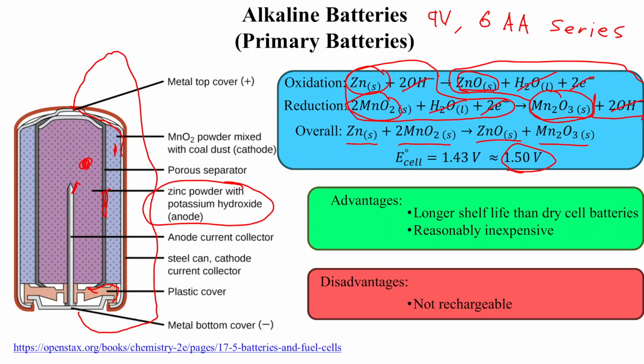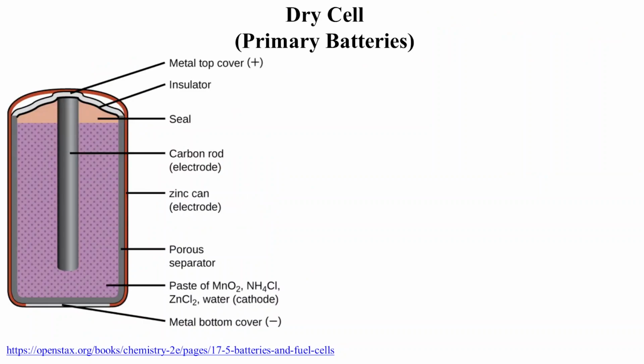All right, so next type of battery I want to talk about is a dry cell battery. Now this is very similar to your AA batteries. You can actually buy dry cell batteries that have the same size as AA. But this is probably one of the most simple types of batteries. So for this one, we have our zinc, similar to last time.